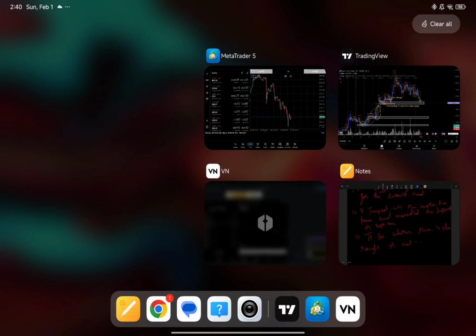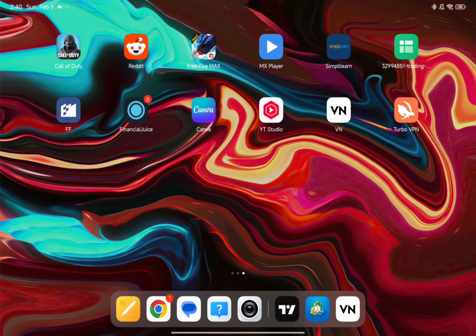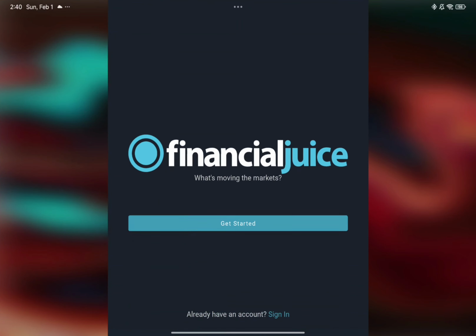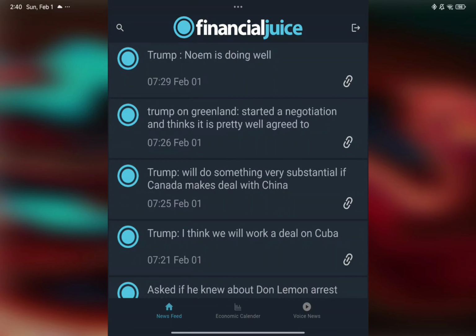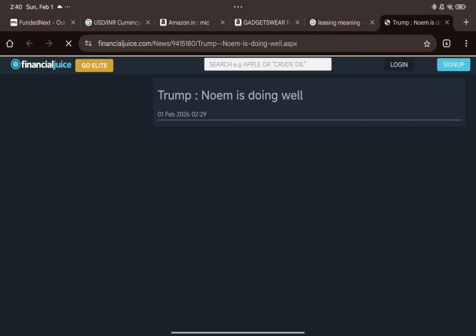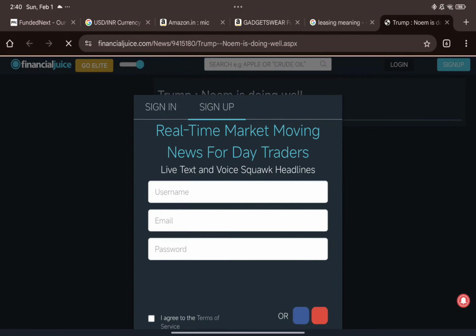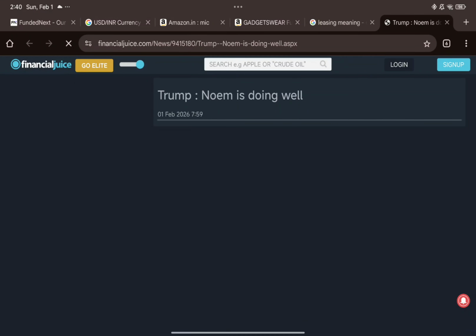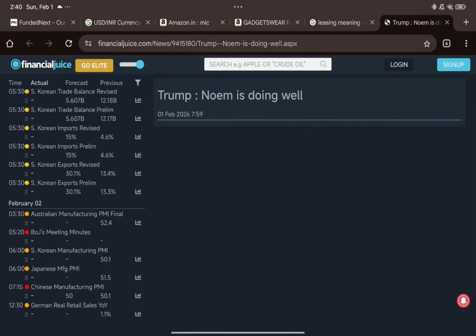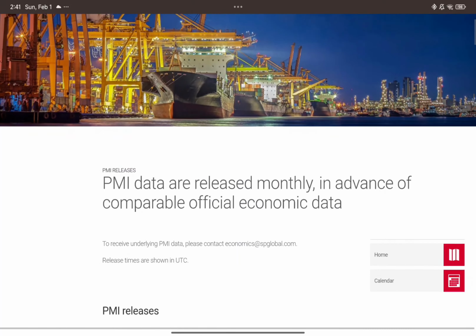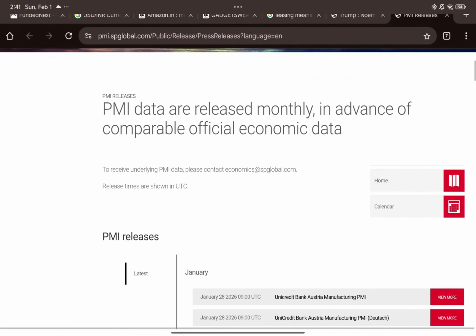Basically the complete strategy is based on price action, and news also impacts my strategy very much. I literally track news all the time, and let me show you which platforms I use. One of the platforms is Financial Juice, from where I read the news articles. These are just the sources, and if you click on an article, it will redirect you to the website and show you the complete article A to Z.